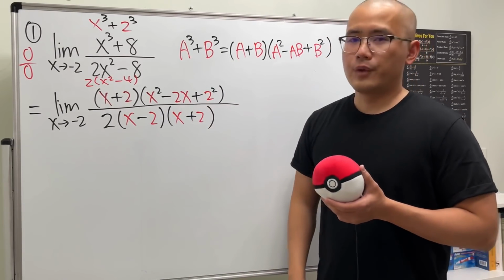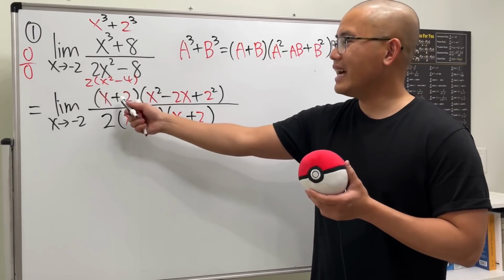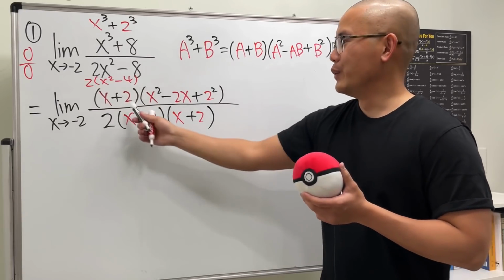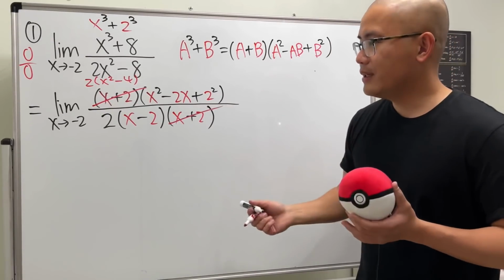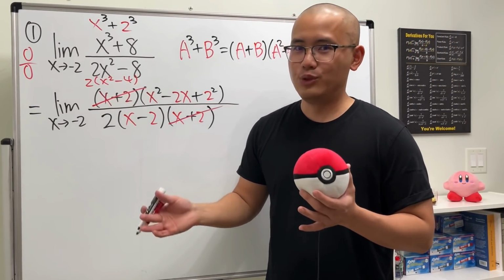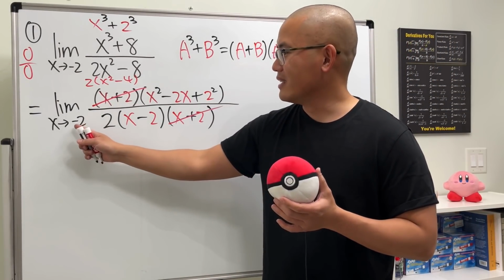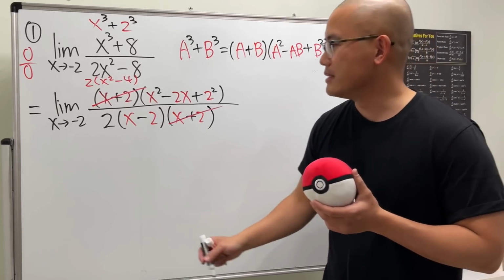Okay, what do we do next? We see that we factored it, and then we can cancel this and that. So go ahead and do so. And you know, we just got rid of the 0 over 0 situation. We can plug in the negative 2 into all the x's and see what happens.